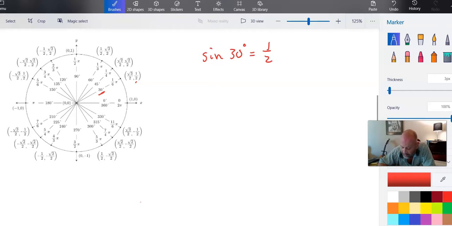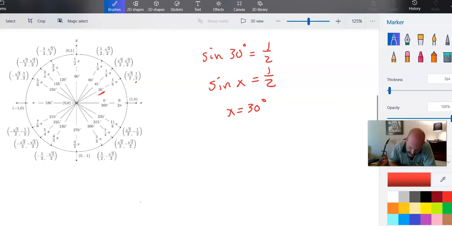So if I have an equation that says sine x equals 1/2, I should be able to work out that x has to equal 30 degrees, right? That's what it should be. But we have a small problem. There's more than one place that sine is 1/2, right?